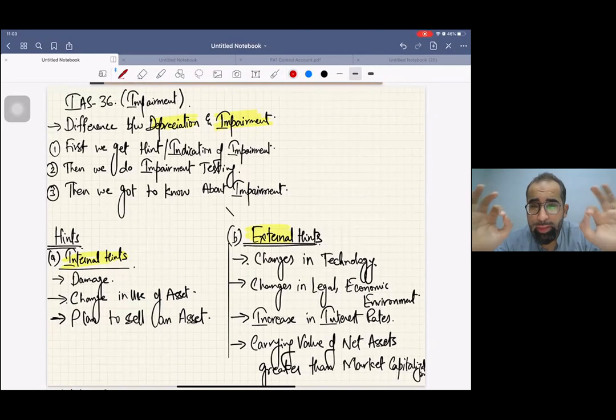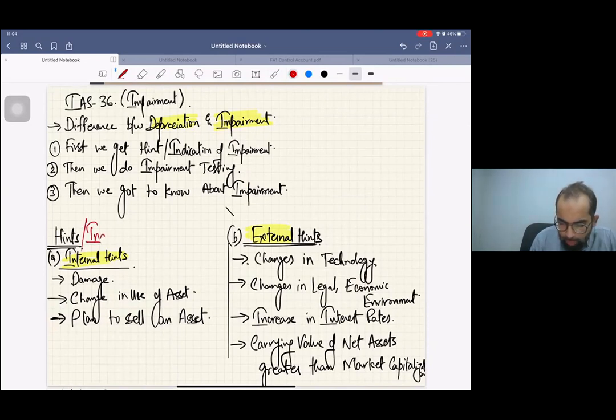Okay, first let me clarify one thing. I'm using the word hints. Hints is also indication. It doesn't mean this is actual impairment. This may result in impairment. These are hints, these are indications. And whenever you get a hint, whenever you get an indication, you check whether there is an impairment or not. Or in simple words, you do an impairment review, you do an impairment test. Whenever there is a hint, you go for a checkup, right?